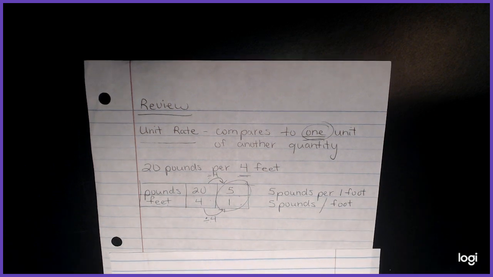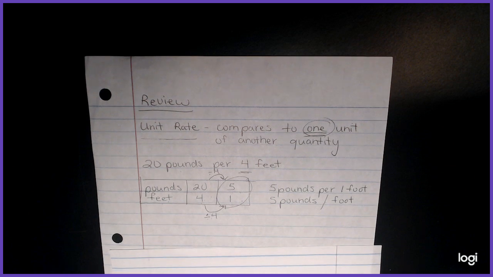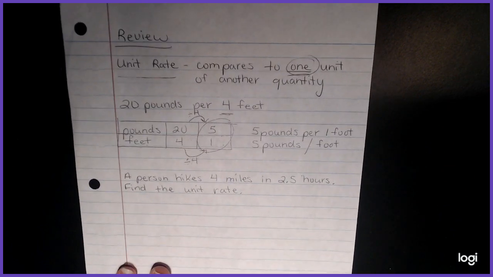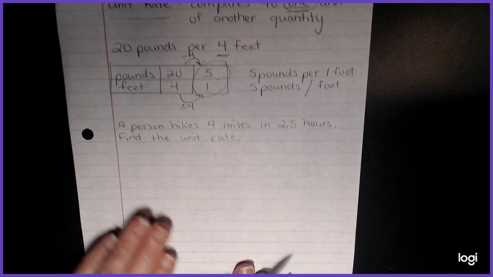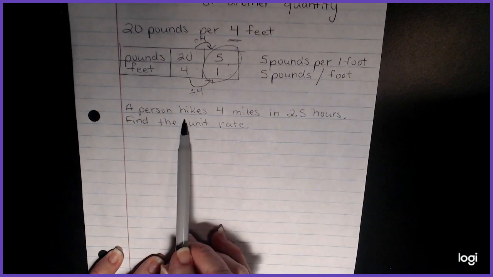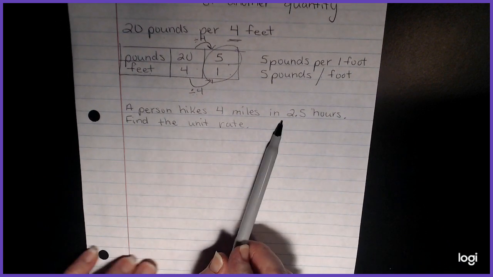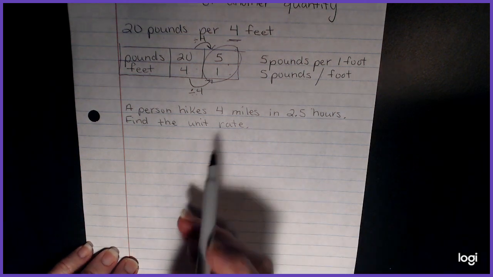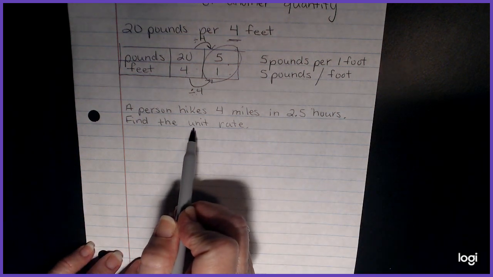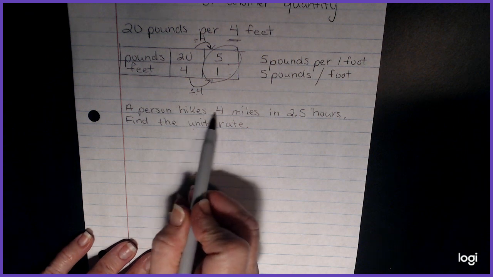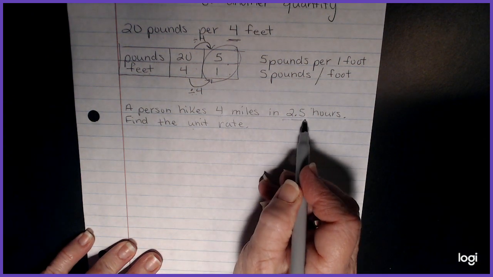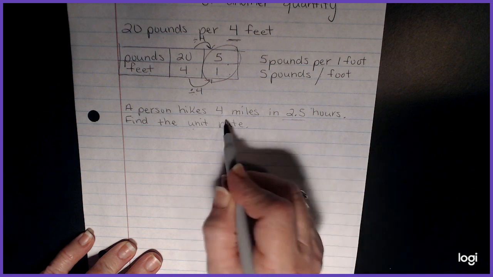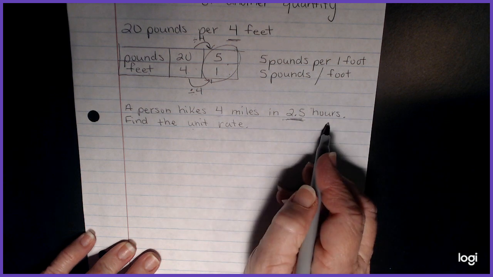Okay, let's see if we can practice another one. All right, so here we go. Let's look at the next one I have here. A person hikes 4 miles in 2 5/10 hours. Find the unit rate. Unit rate, remember, means we're looking for something to the quantity of 1. We have 4 and 2.5. 2.5 is the smaller value, so we're going to want to change this one.